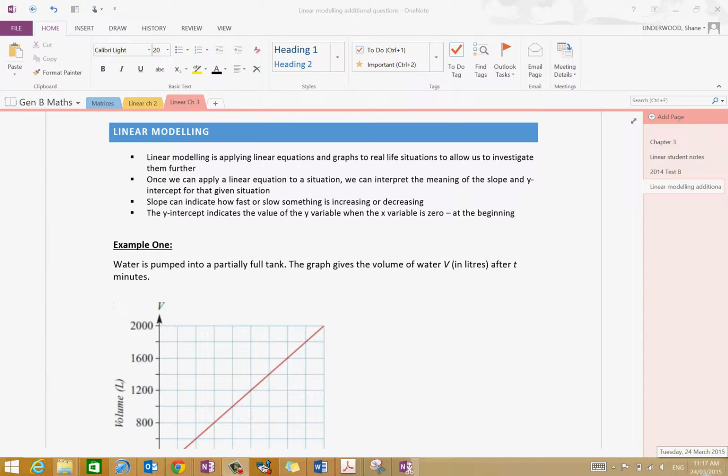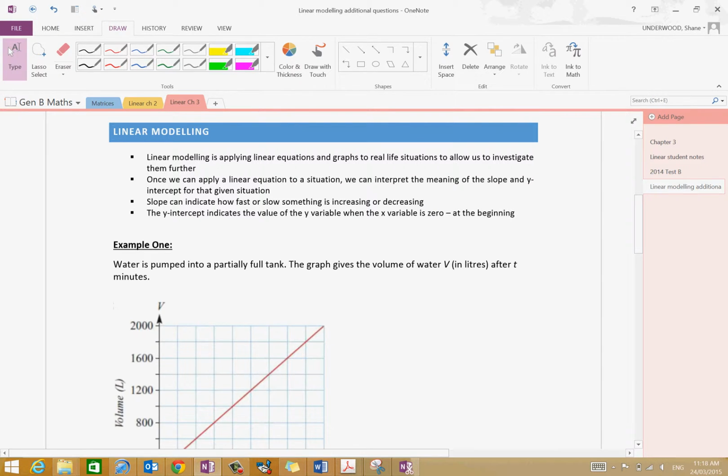Alright, so in this short video we're just going to go through some linear modelling questions which could be on your exam, and you've also been assessed on this, but we just want to spend some extra time on it because one of your modules for next year is graphs and relations, in which linear relations is a big component, and also linear programming. So let's just get started on this example here.